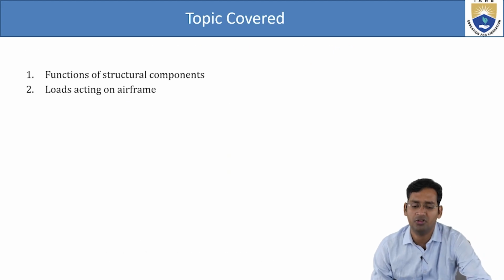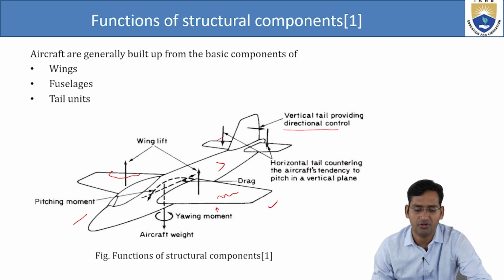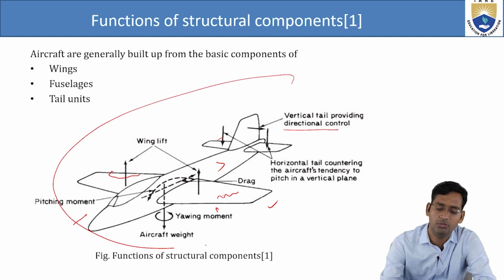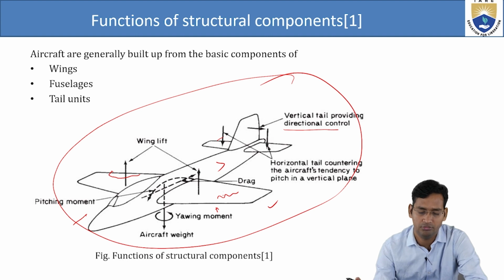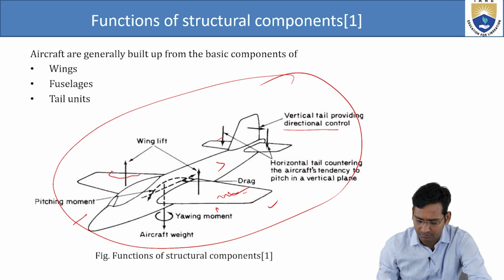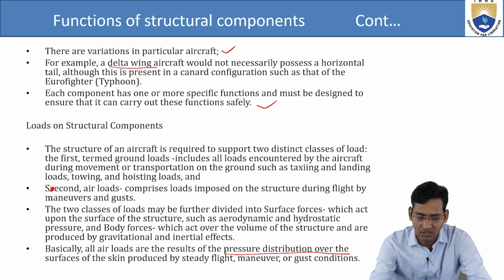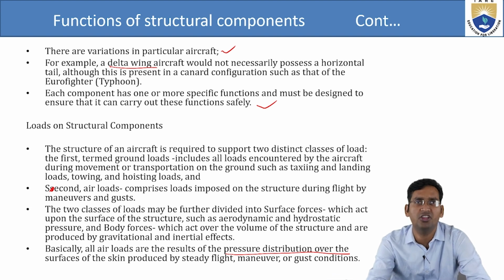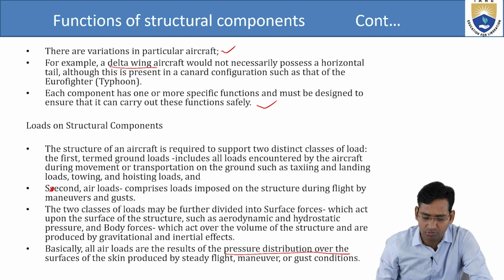So first our lecture topic was function of a structural component and loading of airframe. After that, here I showed just how the structure will be there, the fuselage, the tailplane, and the wings. In that many things are added. Then depending upon their configuration, their names will be there; for fighter aircraft, different configuration will be there, for passenger aircraft, different configuration will be there. Then we are seeing what loads are on a structural component.